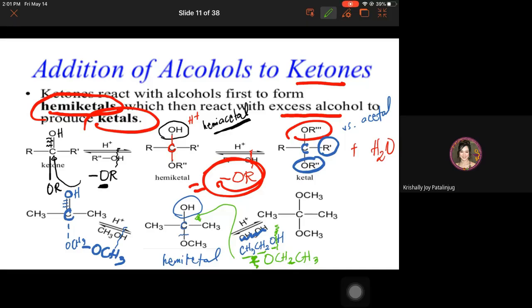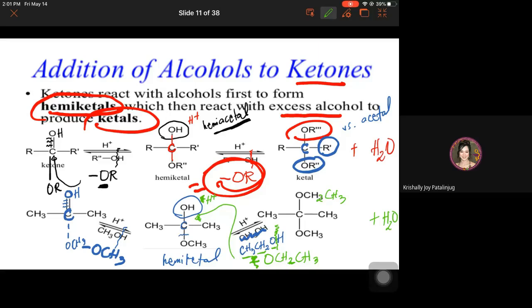So ang mahitabo, hemiketal, it will be protonated, so it will be removed in a form of water. Then this time, ang gi-add man is ethanol. So ang ma-produce nga nucleophile is ethoxy, O, CH2, CH3.